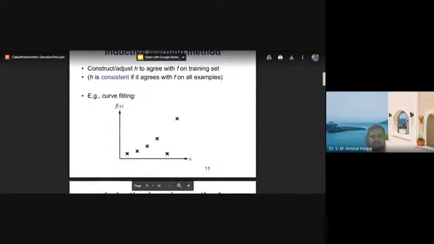Okay, so we have an example here. You see there are some data points here. H is consistent if it agrees with f on all examples. We can say that the hypothesis is consistent if it agrees with f on all examples. That means if our hypothesis is true for all the data here, then we can say that the hypothesis is consistent. But in the real world, it is very difficult to find any hypothesis that is consistent. Clear?